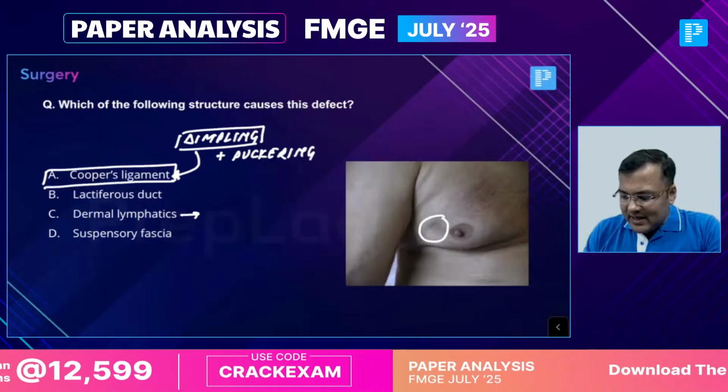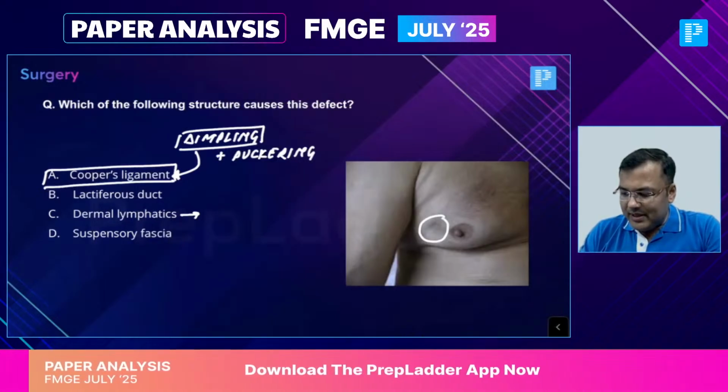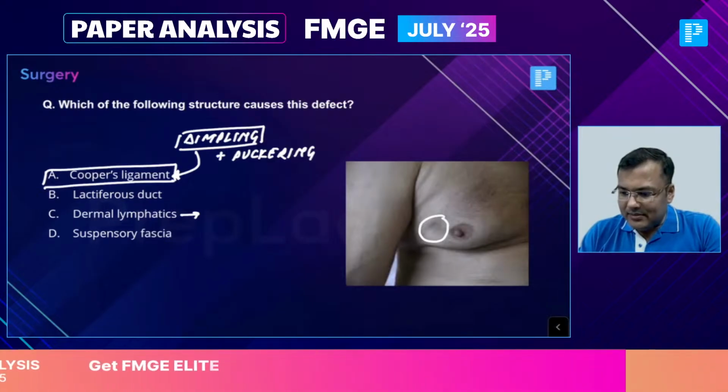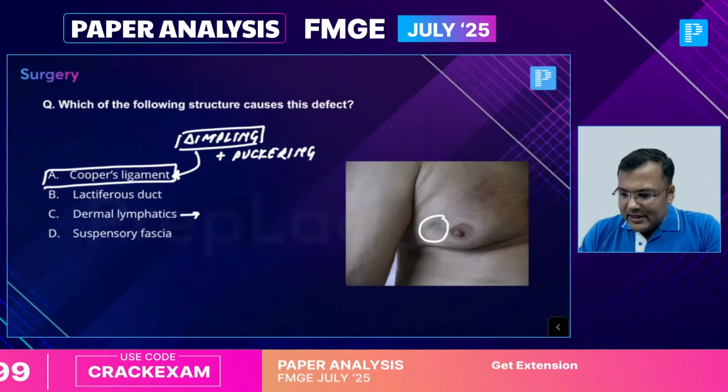Clear, guys? So what is the correct answer for this question? The correct answer is option A, Cooper's ligament. Clear? Next question.